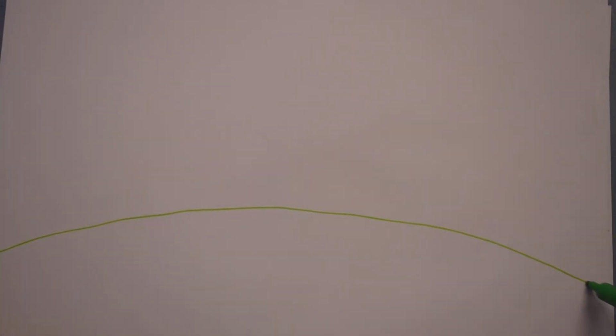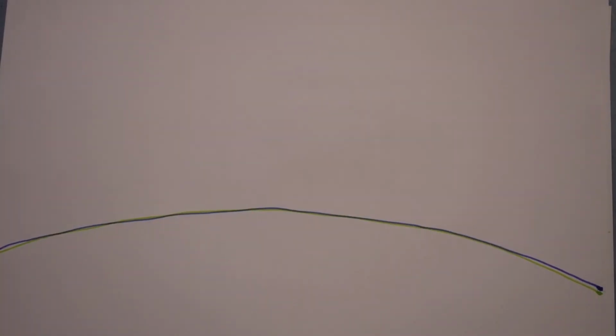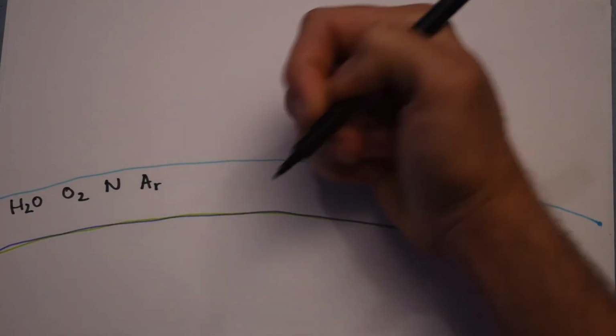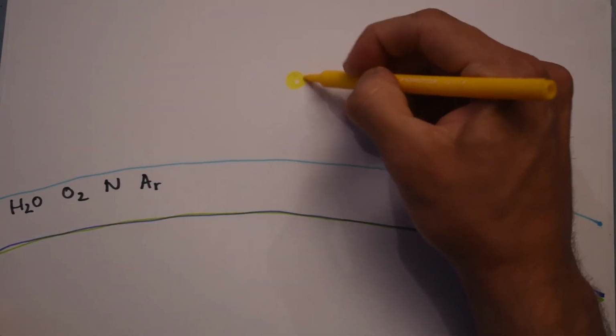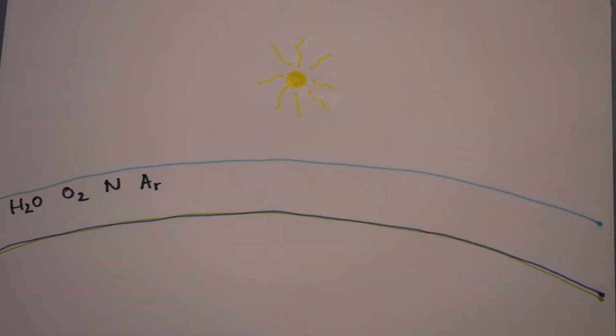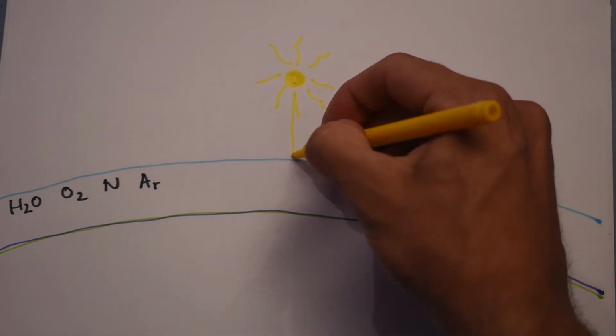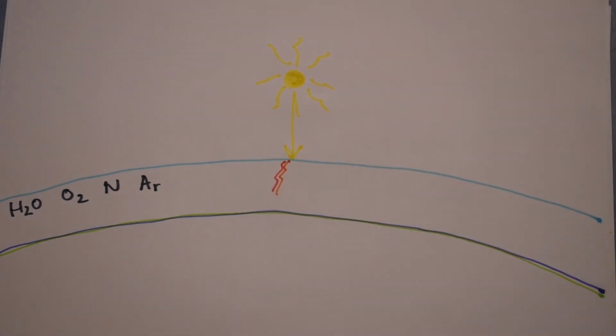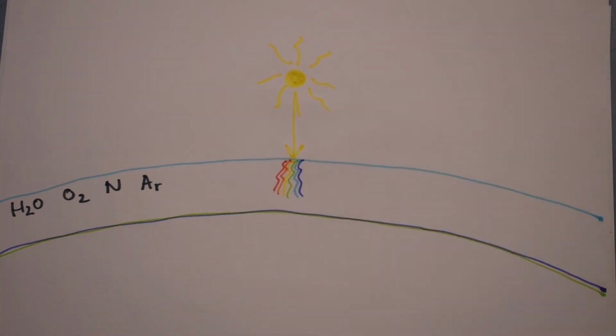Well, our planet Earth has an atmosphere around it. This atmosphere contains oxygen, water vapor, nitrogen, and argon. All these gases act as the prism, so when the sunlight, which is traveling through the vacuum of space, enters our atmosphere, which is denser, the light scatters.